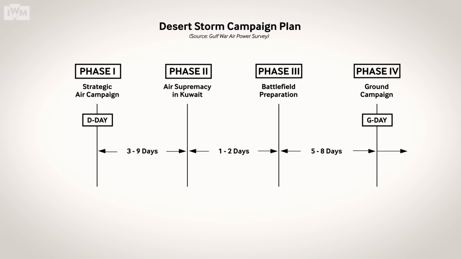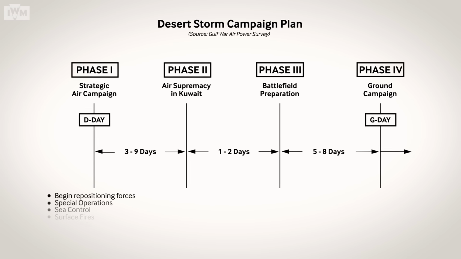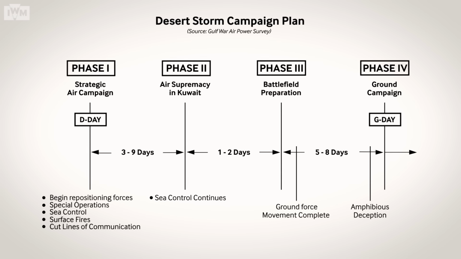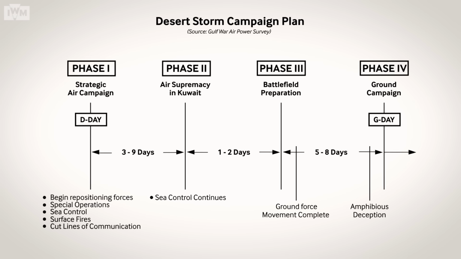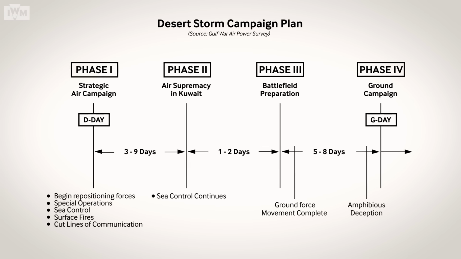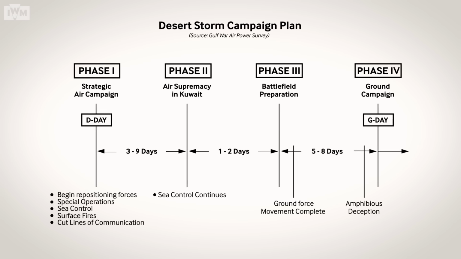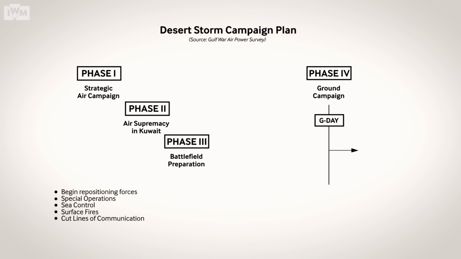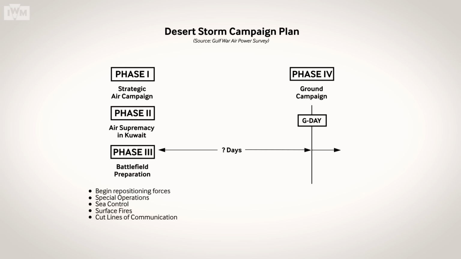However, due to a lack of troops, Phase 4 could only take place once Iraqi forces had been reduced to 50% strength. This was already an unprecedented objective in the history of aerial warfare, but to make things even more difficult, it was decided that Phases 1, 2 and 3 would be carried out at the same time.